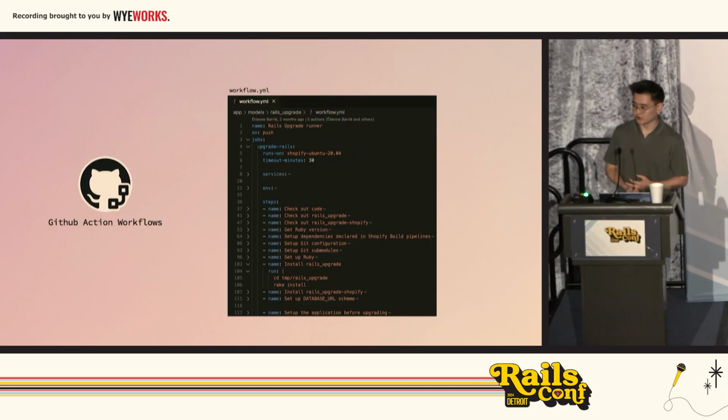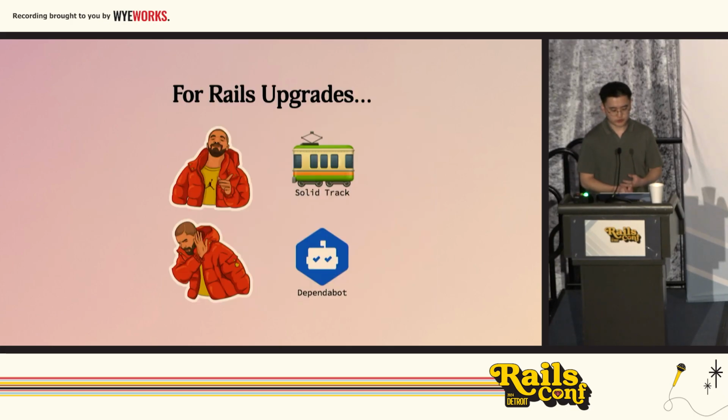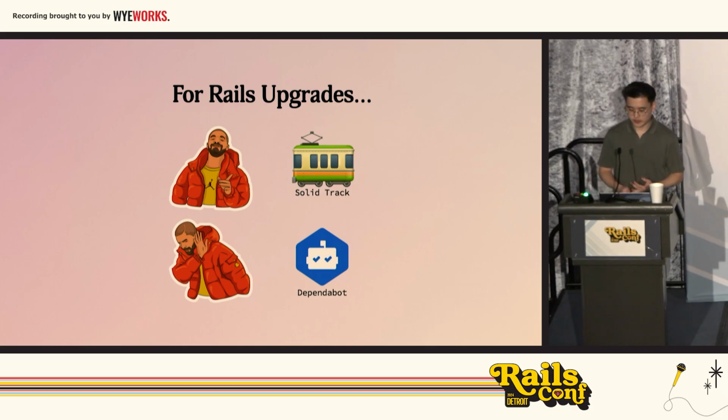GitHub action workflows are what enable those PRs we saw earlier to be created or generated. And it's these workflows that call the Rails upgrade gem. For app owners, all they have to know is that SolidTrack helps to regularly create Rails upgrades for them in place of Dependabot. Before we dive deeper, let's make sure we're all on the same page here with what GitHub action workflows are and how we utilize them within SolidTrack.